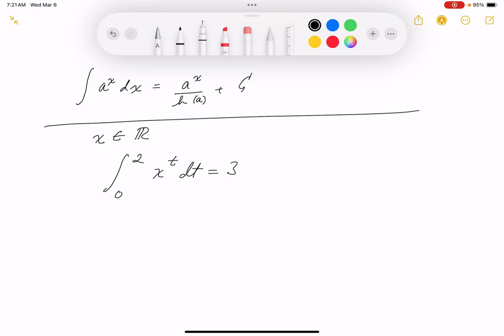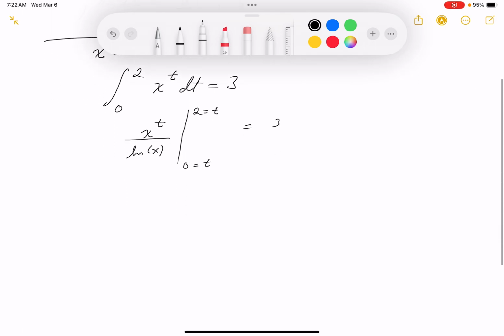So what am I going to get? I'm going to get x to the t over ln x. What am I using? This up here. I'm not going to put the constant of integration because in a definite integral, it's going to disappear. And it's going to go from 0 to 2, and this will equal 3. These are what t is, though, not what x is.